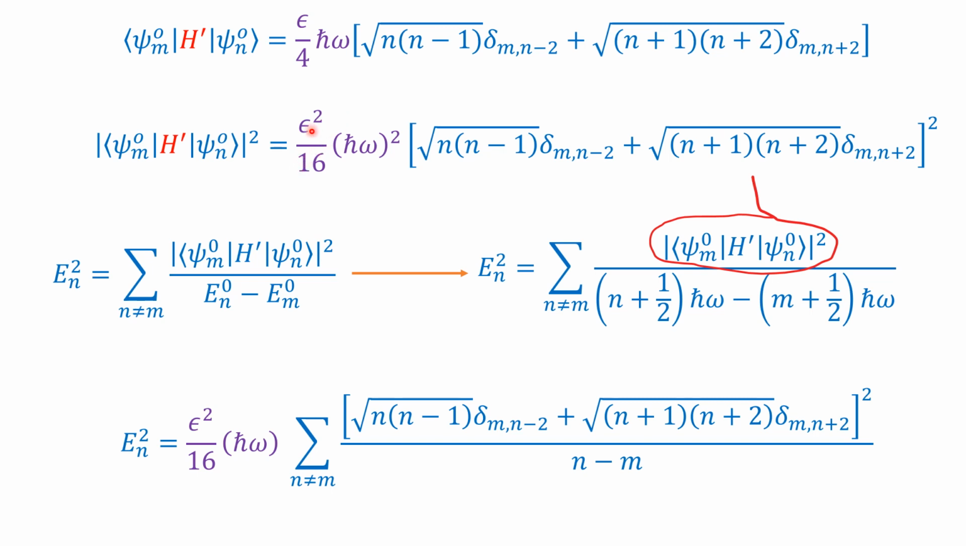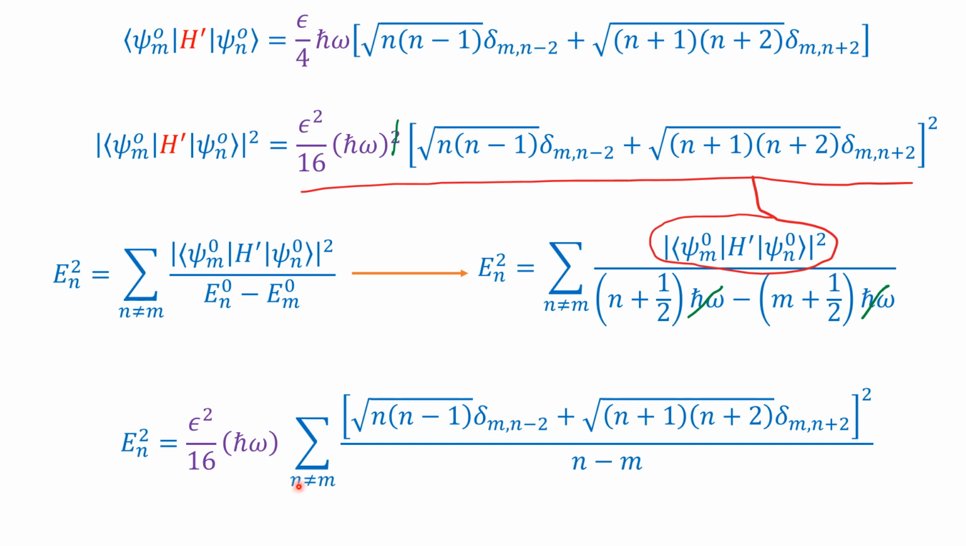So this will become epsilon squared divided by 16, and this h cross omega, how did we get it? Here you have h cross omega. I have just changed the numerator by this term, and this h cross omega squared will get cancelled. Here you have h cross omega, here h cross omega, which will cancel with the square. So naturally the constant is epsilon squared over 16 h cross omega.